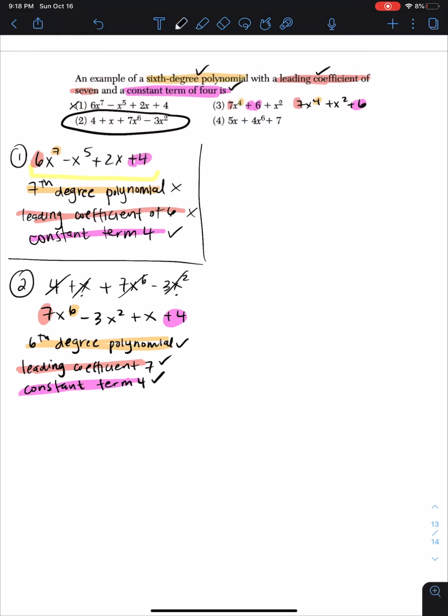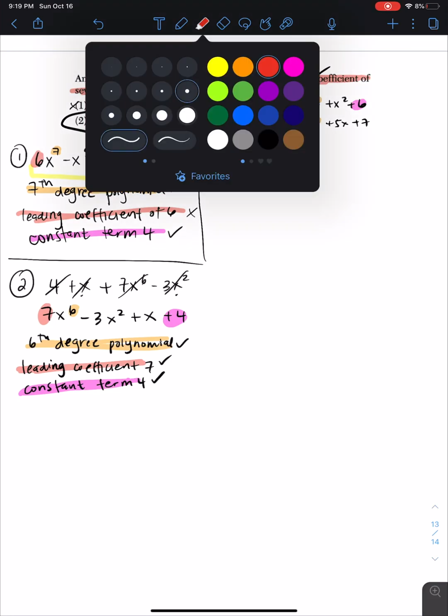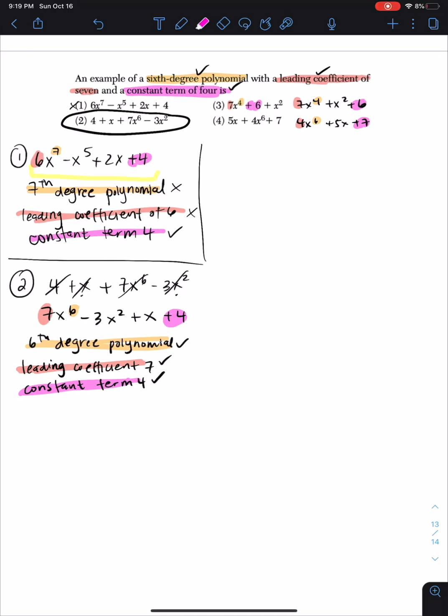And then in option number 4, we have 4x to the 6th plus 5x plus 7. Here, we do have a 6th-degree polynomial, but the leading coefficient is 4 and the constant is 7. You'll see in all the options, they give us 4, 6, and 7 as the degree of the polynomial, the leading coefficient, and the constant term. So it's important to remember which represents what.